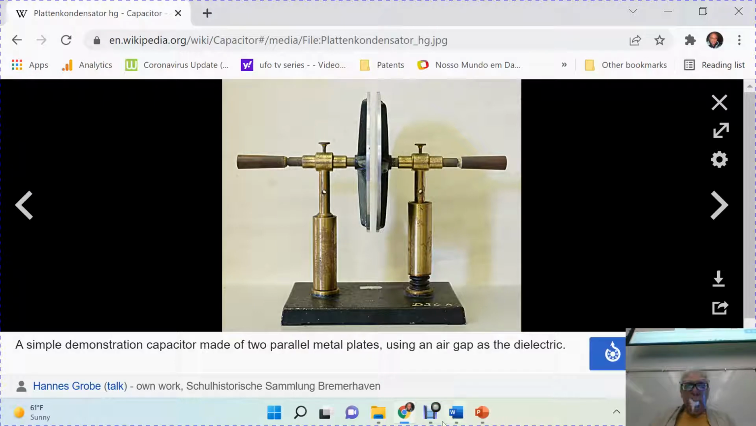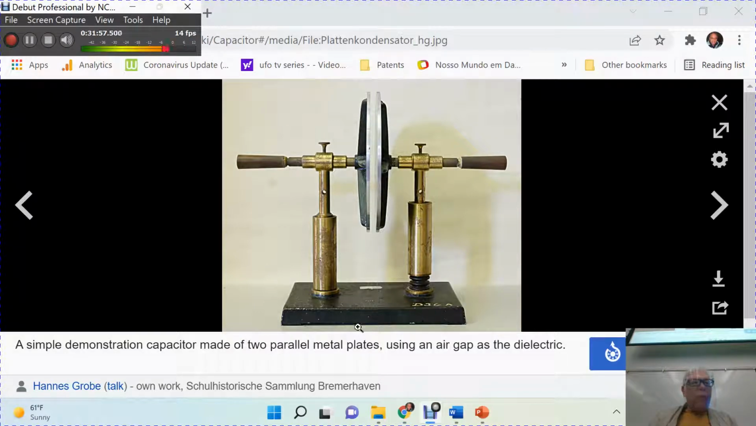I'm going to do the following. I'm going to go upstairs and get one of those capacitors that we have. It's 534 right now.